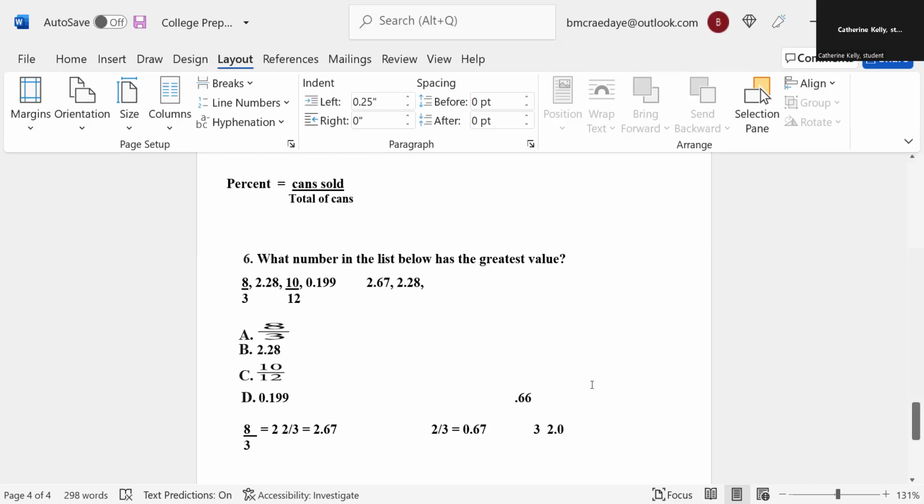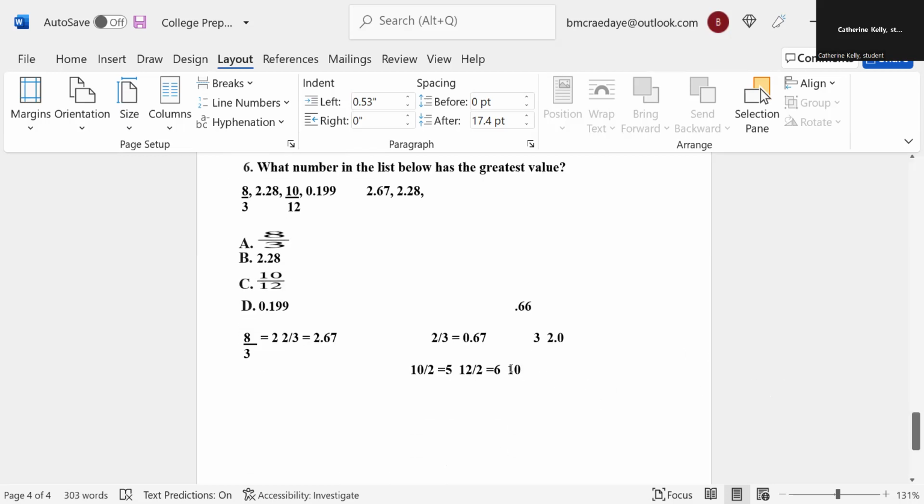Well, first of all, you could simplify 10/12. What number goes into 10 and goes into 12? 2. 2 into 10 is 5, and 12 divided by 2 is 6. Yes.